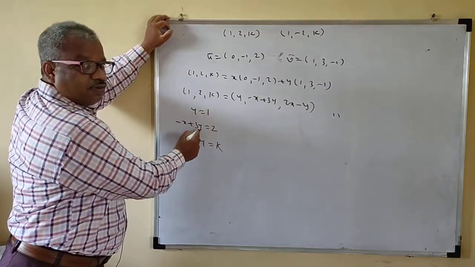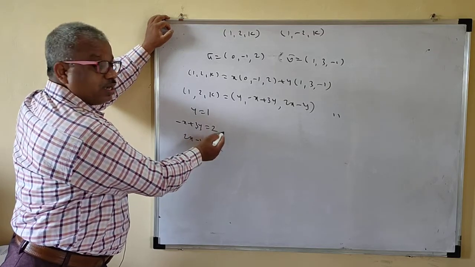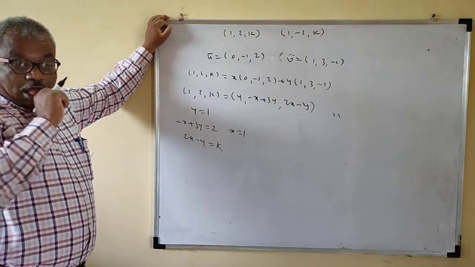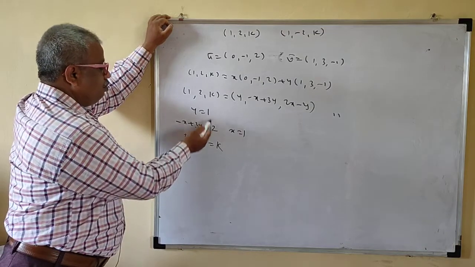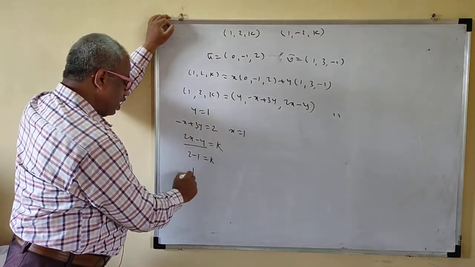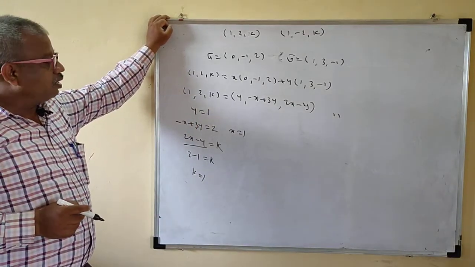You want to find the value of k. Y is 1. Put y is equal to 1. So this is 3, and this is minus 1. So x is equal to 1. So we put the value of x is equal to 1 and y is equal to 1 here. So what we get? 2 minus 1 is equal to k. So k is equal to 1. Choose your option: k is equal to 1.